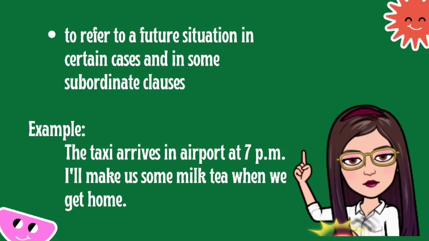Third is to refer to a future situation in certain cases and in some subordinate clauses. Example: the taxi arrives in airport at 7 p.m. Another one: I'll make us some milk tea when we get home. The sentences show that the future situation is unchanging and will happen eventually.